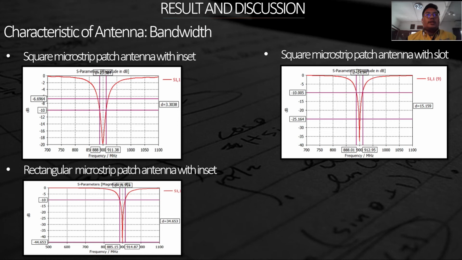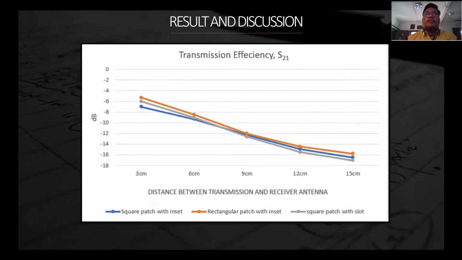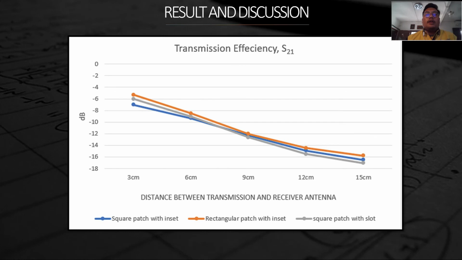Next is about the bandwidth. For the square microstrip patch antenna with insert, the bandwidth is around 23.361 megahertz. For the rectangular microstrip patch antenna, the bandwidth is around 29.94 megahertz. And the last one, the square microstrip patch antenna with slot, is 24.94 megahertz. Now we start to analyze the power transmission efficiency of each antenna.